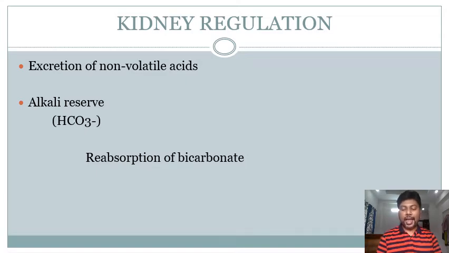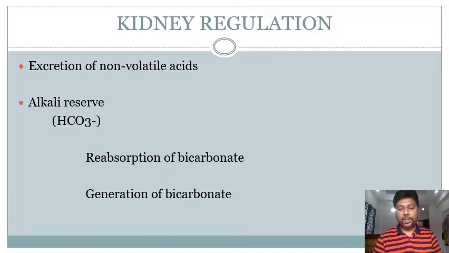Okay. On the other hand, the renal tubular cells have the ability to generate new bicarbonate also. So by both these processes, the kidney will try to increase the alkali reserve or bicarbonate level in the blood so that it can act as a buffer to counterattack the acidic pH. Okay, so these are the two major functions. One is increases the excretion of non-volatile acid. Second, it increases the bicarbonate levels. So how it increases the bicarbonate levels, we will see in detail.